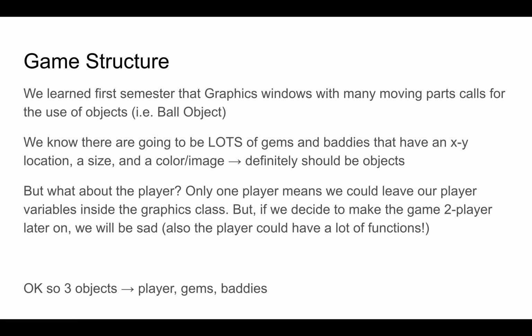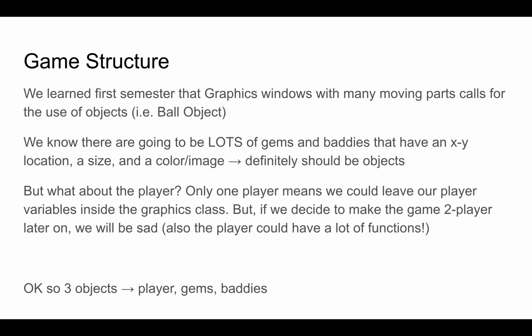All right, so let's think about how this structure might work out. This is a lot of text all at once, but let's talk through it. During first semester, we learned about the idea of objects. When we wanted to have a lot of things on that graphic window with moving parts, that was calling for the need for objects. We started by looking at that idea of a ball object so that we could have many shapes bouncing around on our graphic screen. So we know from that video that there are going to be lots of gems and lots of baddies on the screen. And they have an X and Y position, they've got a size, they've got a color or an image, so those definitely should be objects for us.